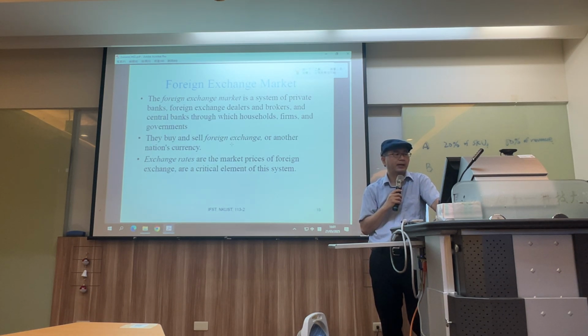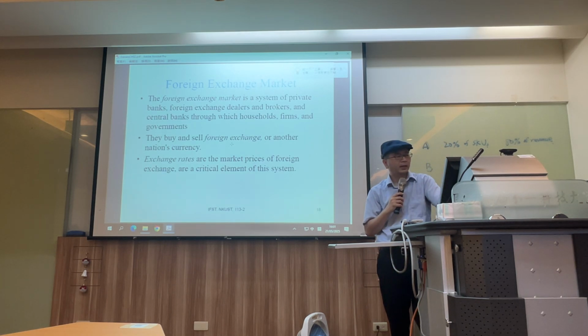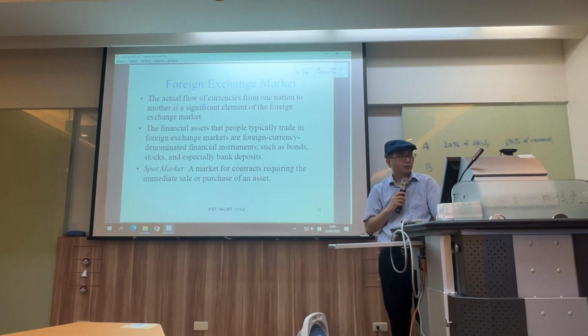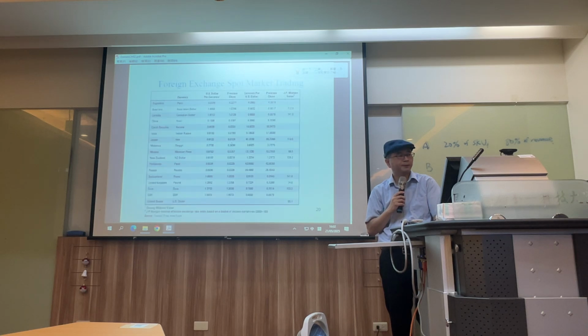The definition of that is a system where private banks, foreign exchange dealers and brokers get together and do the trade, right? They purchase or sell foreign exchange, or another nation's currency. And then we talked about the spot markets. That's when you try to settle a transaction immediately, either by sale or purchase of an asset. In that case, you will need a quote from someone in that market. That market is called a spot market, and then you will get the spot quote, okay?